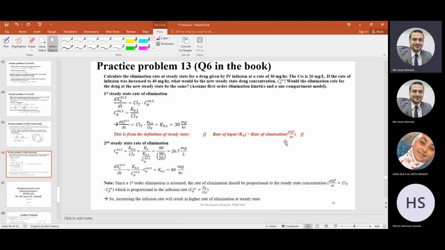Okay? Now we have been given two input rates. One of them is 30 mg per hour and the other is 40 mg per hour. The 30 resulted in a steady state concentration of how much? 20. Now the first question: I increase the infusion rate from 30 to 40. What will happen to the steady state? Will it be the same, or will it increase proportionately? It will increase proportionately, right?